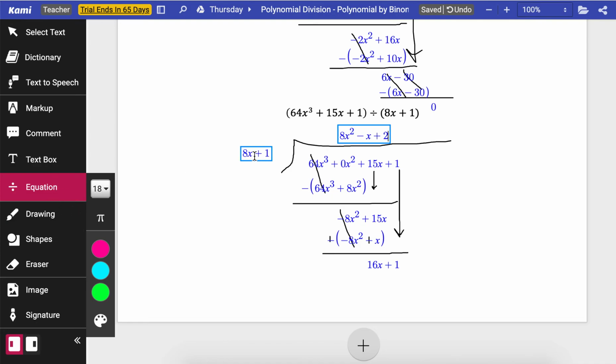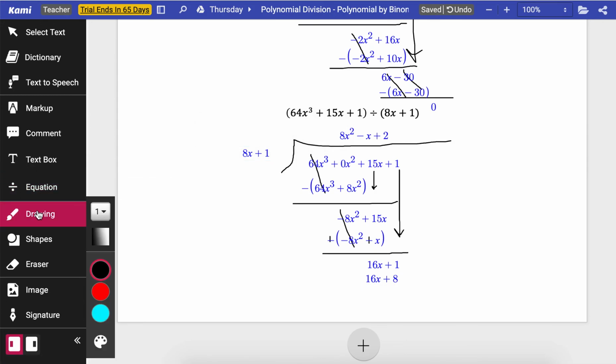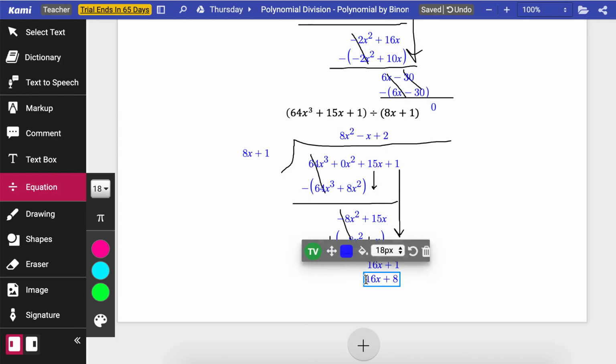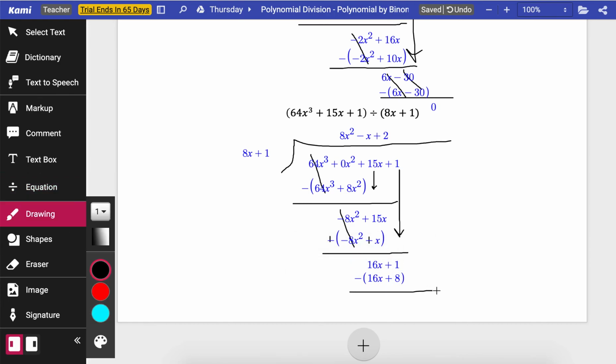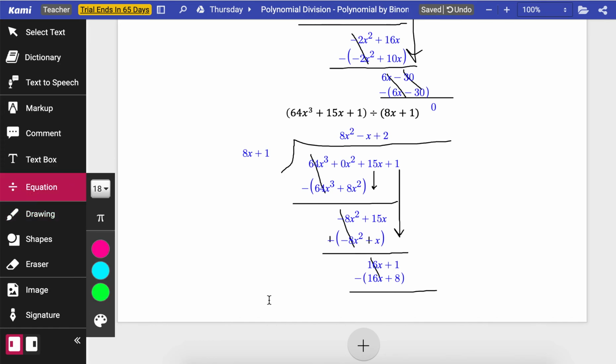We multiply 2 times 8x plus 1, so 2 times 8x is 16x. 2 times 1 is 2. And we're going to subtract this from right above it. So we divide 16x by 8x to get the 2. We multiply 2 by 8x plus 1. And we subtract the result. So the 16x's cancel, which is what we want. 1 minus 2 is negative 1.